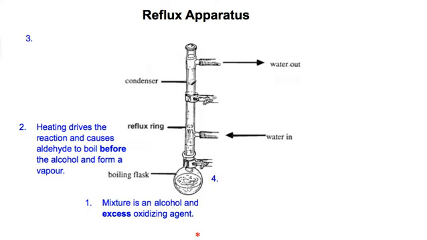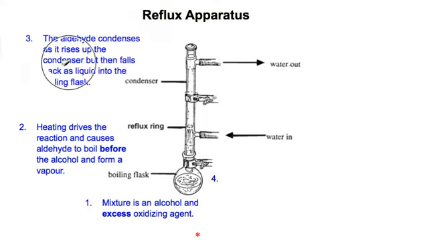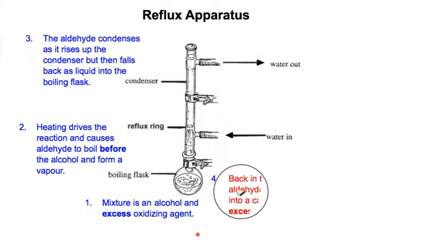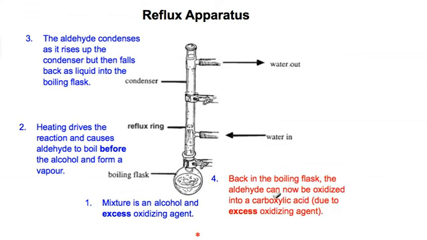But now the condenser doesn't have an outlet. The condenser is basically a long tube that's sealed at the top, but the aldehyde still condenses. It condenses and falls back into the reaction mixture, falls back into the boiling flask, where there's excess oxidizing agent. And so back in the boiling flask, the aldehyde can be oxidized, and it gets oxidized into a carboxylic acid.